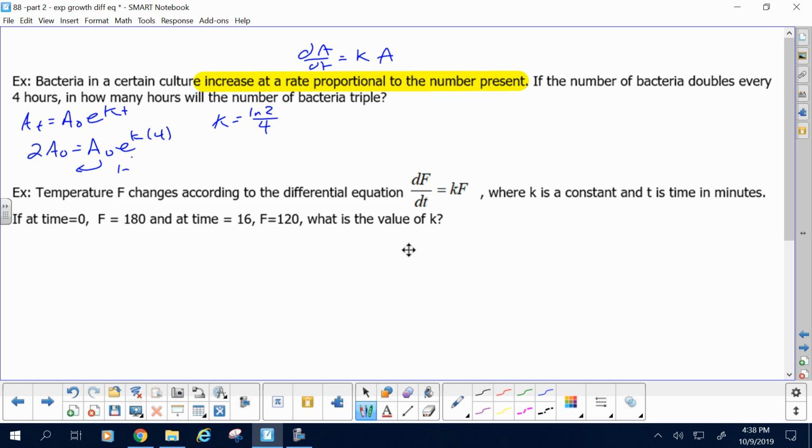How many hours to triple? Well, that would mean I want to say when the amount after time is 3 times the original amount, how much time passes? I can put in my k, 3 times the initial, and solve 3 equals e to the natural log of 2 over 4 t. Exponentiate: log of 3 equals natural log of 2 over 4 t. So t is 4 natural log 3 over natural log 2 hours.